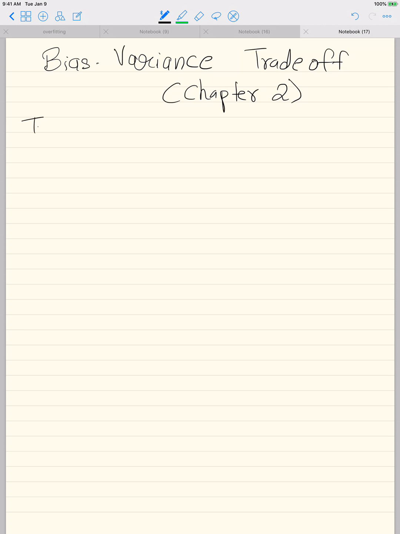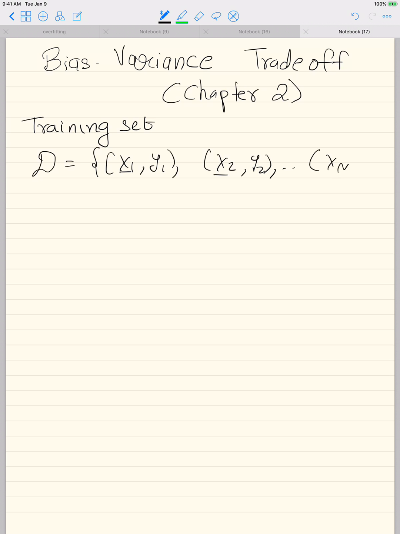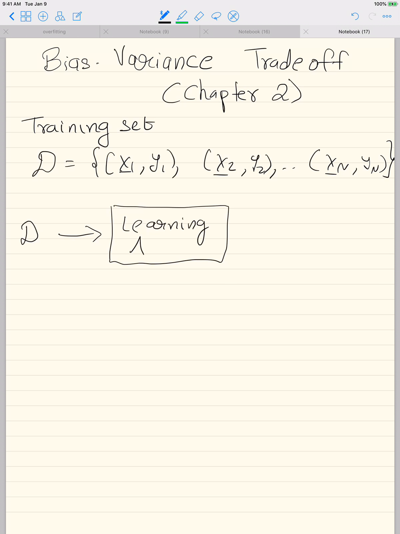So here we are given a training set which consists of n samples. And what we do is we take the training set, we pass this through a learning algorithm, and we get out a hypothesis G. This is the output hypothesis.